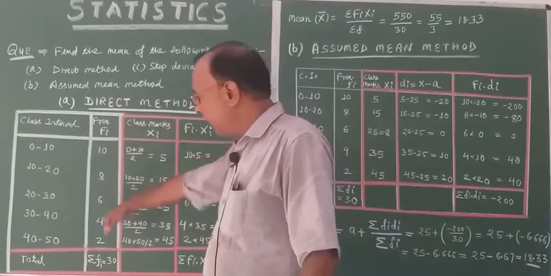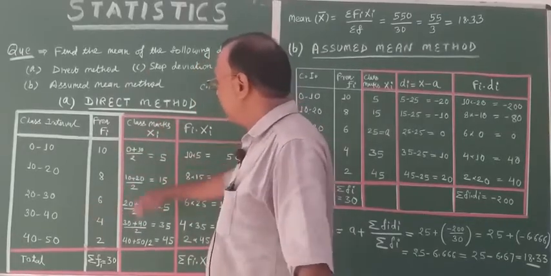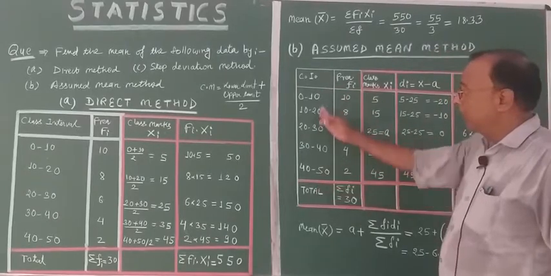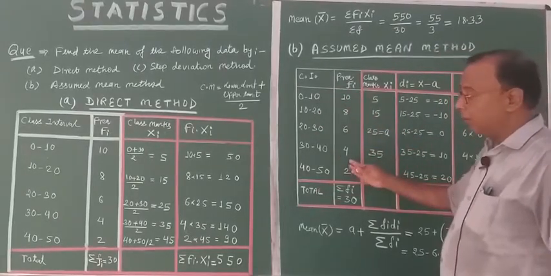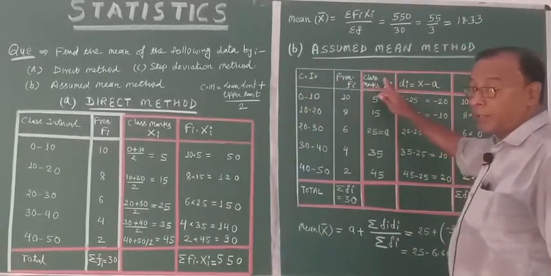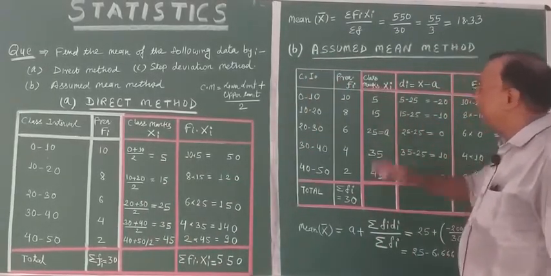Now the second one is the assumed mean method. Same question I am taking, assumed mean method. So just look here, this was the question. Is it there? Same question it is, and these are the extra columns drawn.